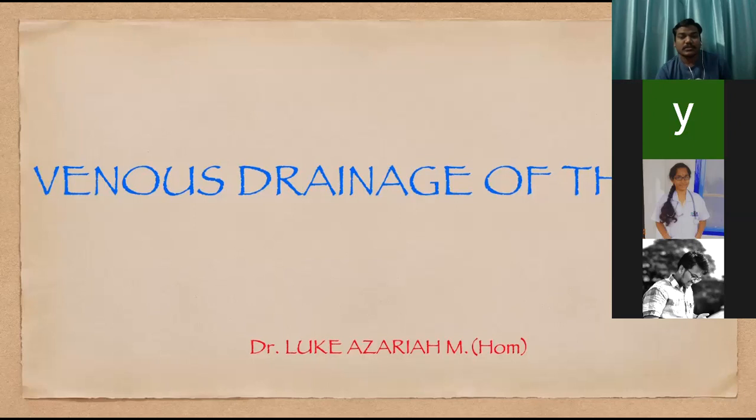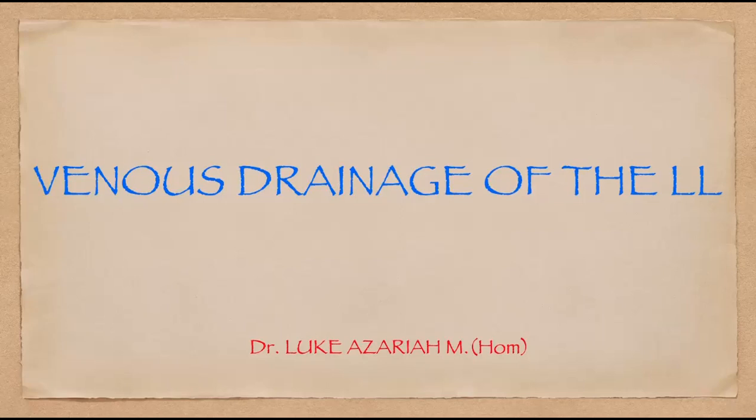Okay, as we are done with the arterial system of the lower limb, today we'll learn about the venous drainage of the lower limb. We may not discuss every vein in detail, but we'll have just the overview of the venous system of the lower limb, and then in detail about the great saphenous vein. That's it. Learn the overview and everything will be known to you.